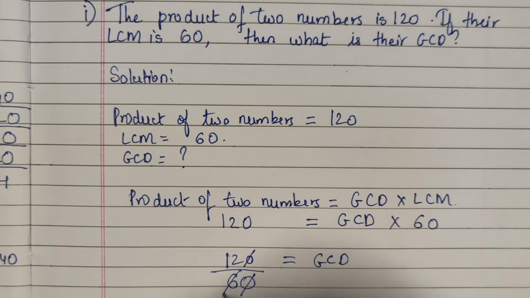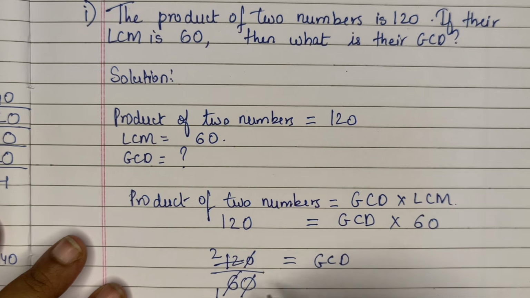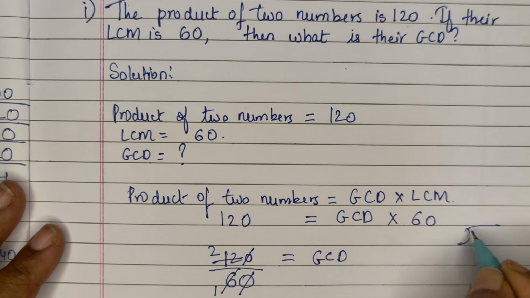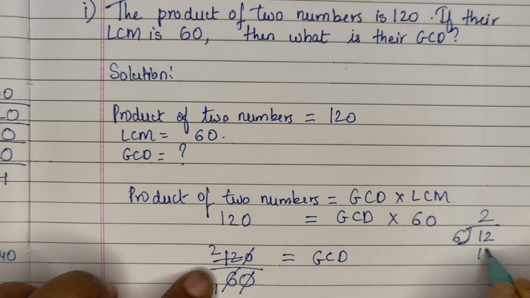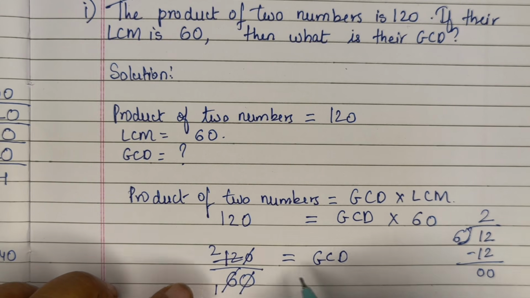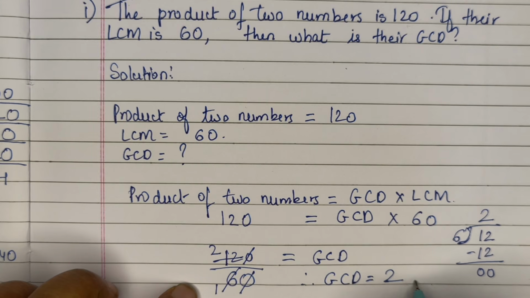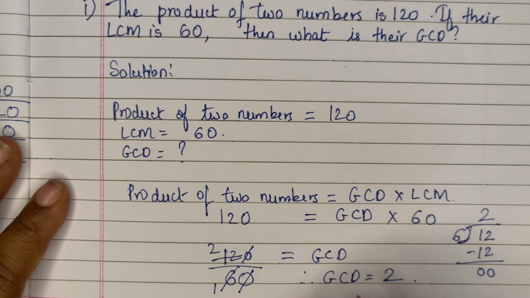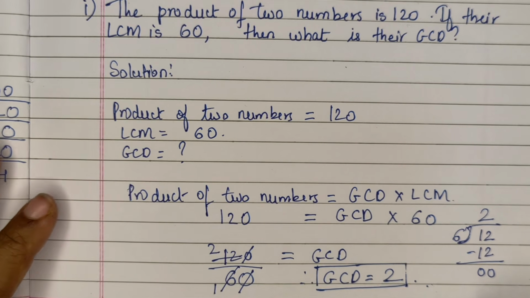Then 6 ones are 6, 6 twos are 12. If you don't know how to reduce, you can also do the division. After cutting 0 and 0, 12 is there and 6 is there. 6 twos are 12. So you get GCD is equal to 2. Understood this sum?